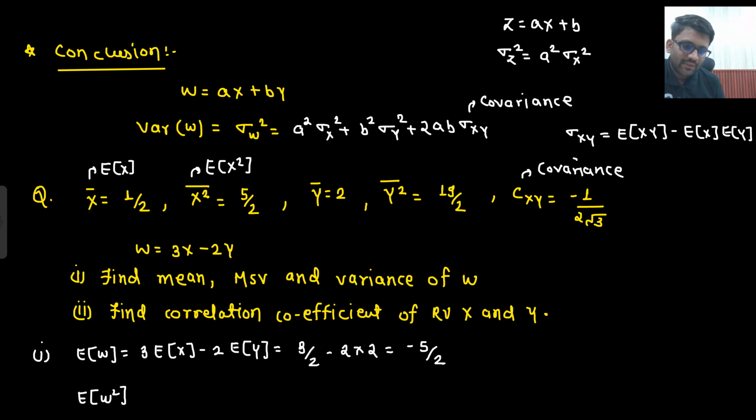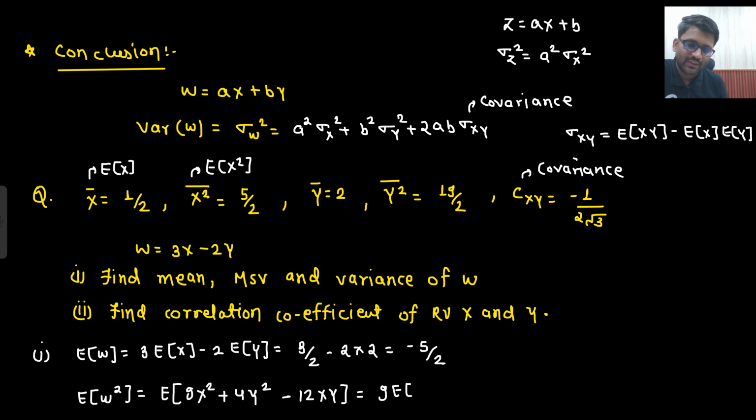If they are asking me the mean square value, do I remember any formula for this? No, I don't remember any formula. So what will I do? Simply the expectation of W square. So A square plus B square minus 2AB, so 12 xy.